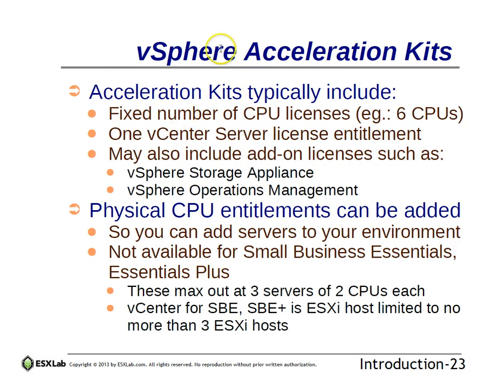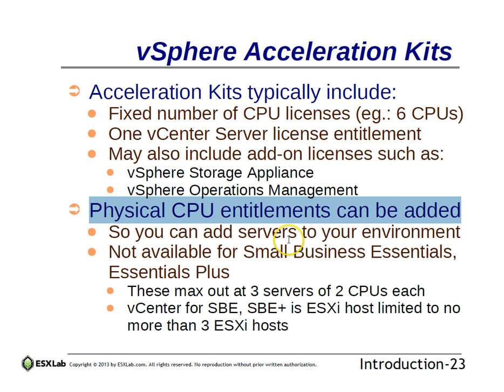Now, there's something you need to know about vSphere licensing and acceleration kits. Acceleration kits typically include a fixed number of CPU entitlements, so they all start off with 6. They include a single vCenter server license entitlement, and they may or may not include additional license entitlements for add-on features like storage appliance and operations management. I can add physical processor entitlements to some acceleration kits, but not others.